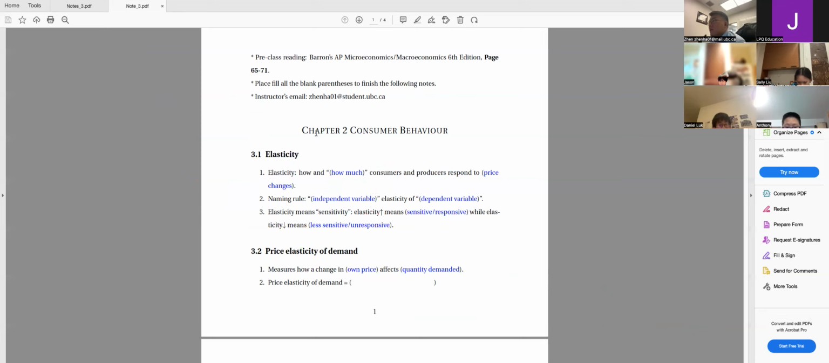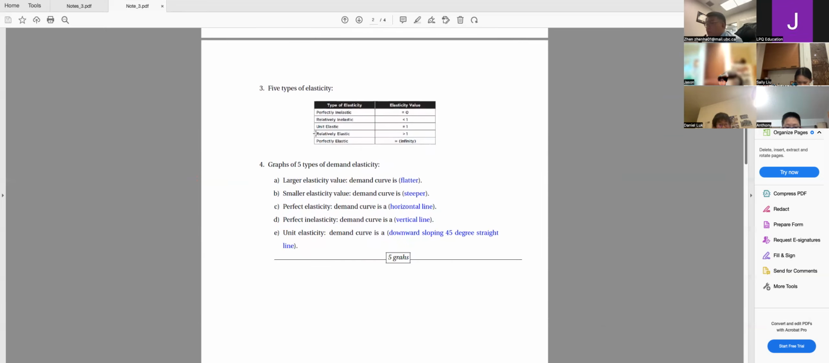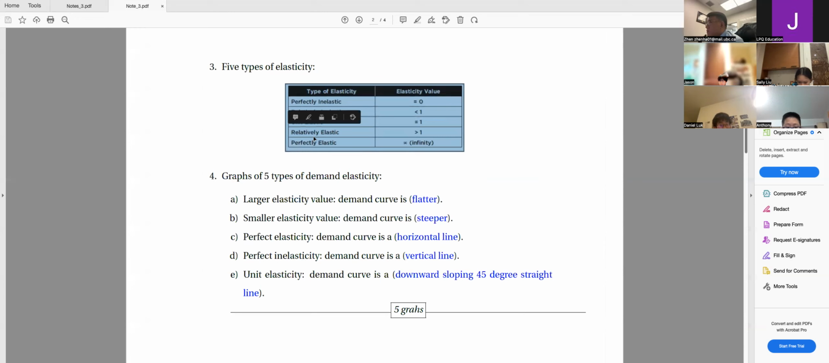Let's turn to the next page. We not only have 2 different types, but we have 5 different types of elasticity relationship. We did this one smaller than 1, and we did this one greater than 1. We actually have 3 more. If your ED is exactly equal to 1, then your demand curve is called unit elastic. And the 2 more extreme cases: if your elasticity value equals 0.